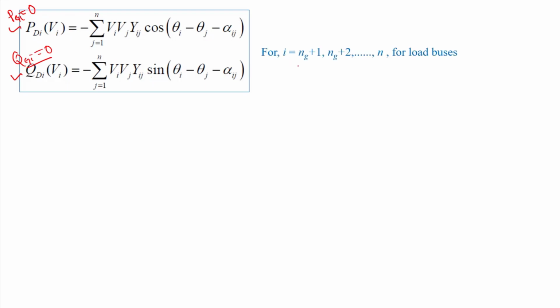So this is valid for I equal to NG plus 1 to N, because the rest of the buses are load buses. When we write the equation for the generator buses, it is 1 to NG, and the other remaining buses are all load buses. So that is from I equal to NG plus 1 to N.